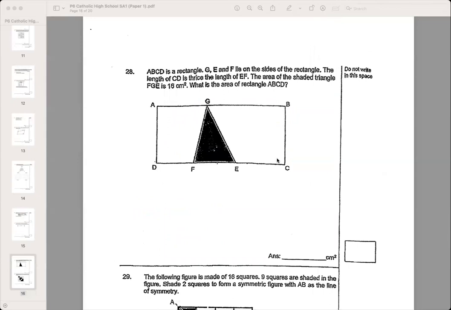So you have ABCD is a rectangle, and G, E and F are points on the sides of the rectangle. The length of CD is twice the length of EF. Twice means 3 times. Okay, 3 times. So this is 1 unit, and the whole of this is 3 units.